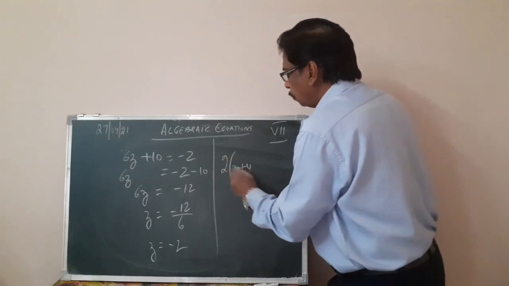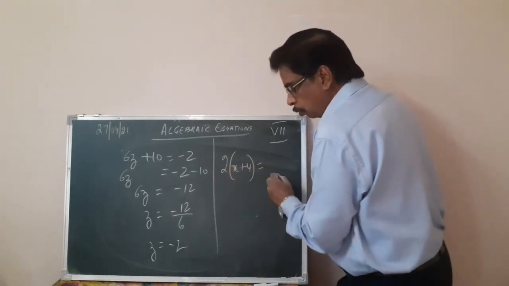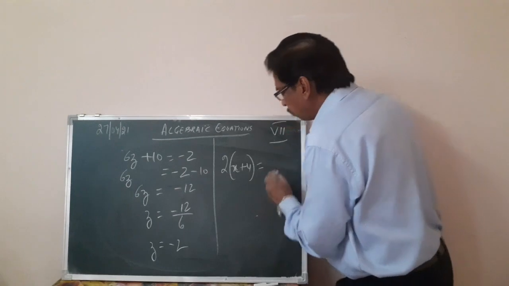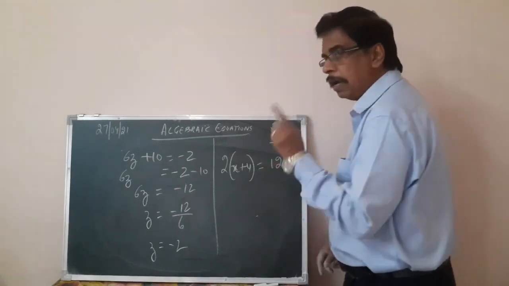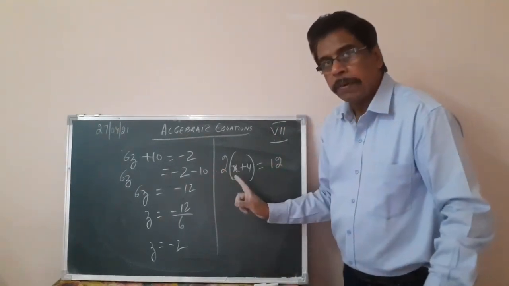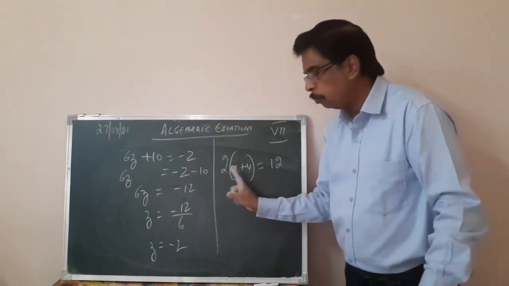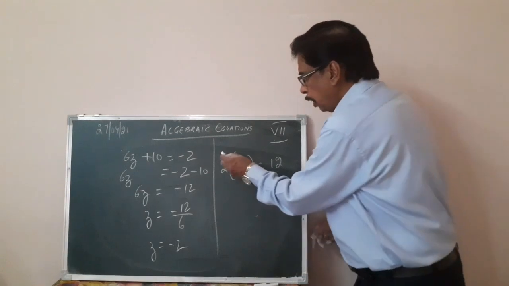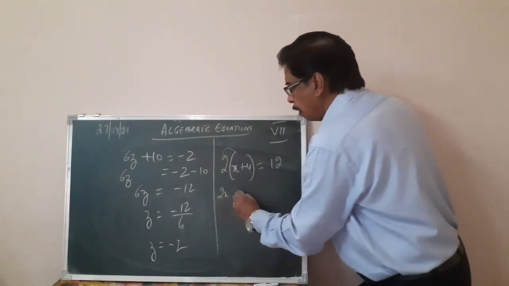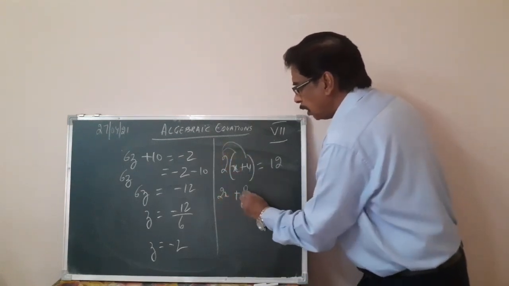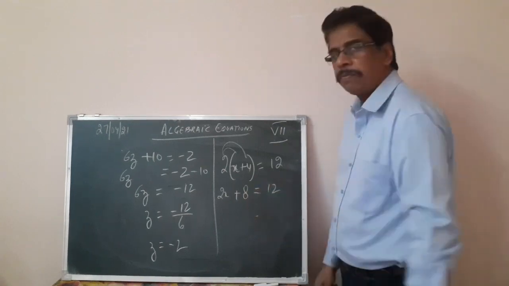2 bracket x plus 4 is equal to 12. Now in this case, we open the bracket. When we open the bracket, you have to multiply 2 with x and 2 with 4 also. So 2 into x gives us 2x plus 2 into 4 gives us 8 is equal to 12.